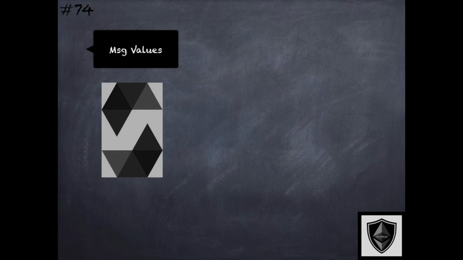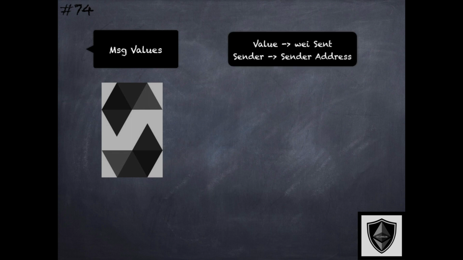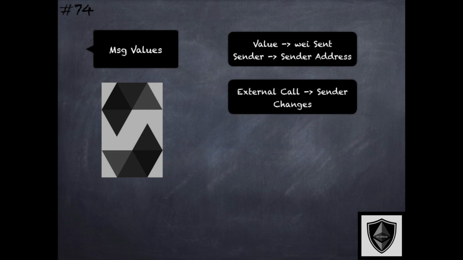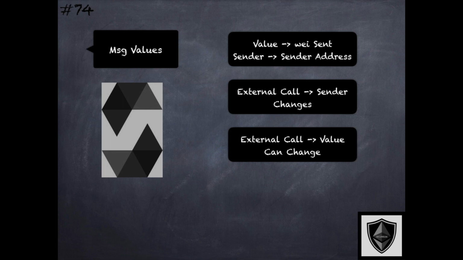Let's talk a bit more about message values. Message value represents the amount of ether sent in Wei as part of the transaction, and message sender is the sender's address. The thing to be kept in mind is that every external call made changes the sender, and every external call made can also change the message value. So if we have 3 contracts, A, B, and C, where A calls B and B calls C, in the context of the contract B, the message sender is A, but in the context of the contract C, the message sender is contract B and not A.